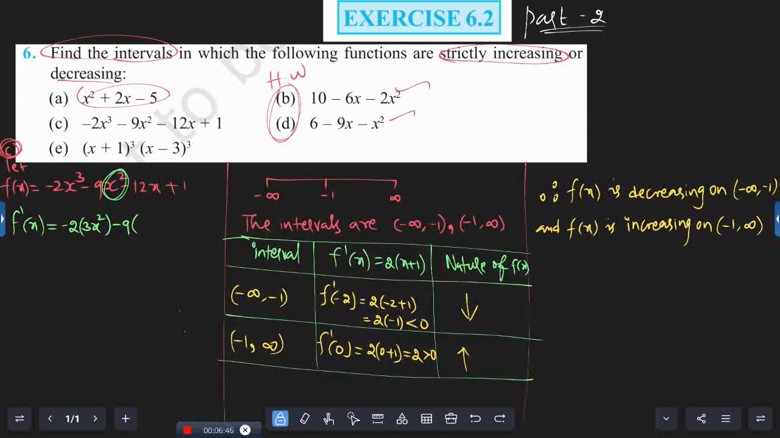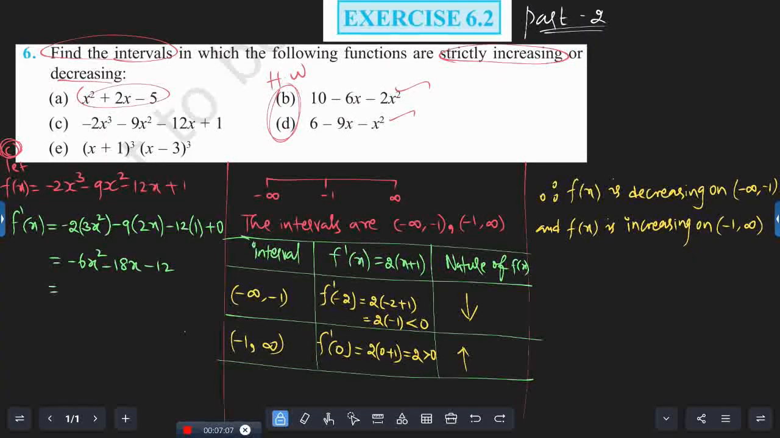Sorry, children. Listen. Question: the derivative of x square? 2x. You will be getting minus 12 into x derivative 1, and 1 derivative 0. That's it. Simplify this. What we have here: minus 6x square minus 9, 9 twos are 18, 18x minus 12.